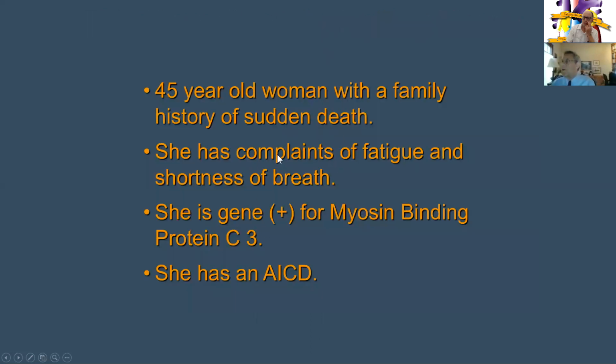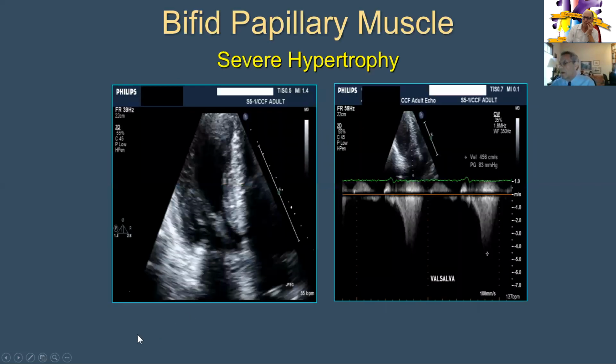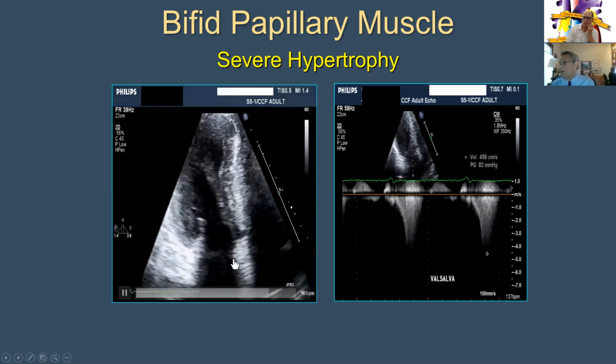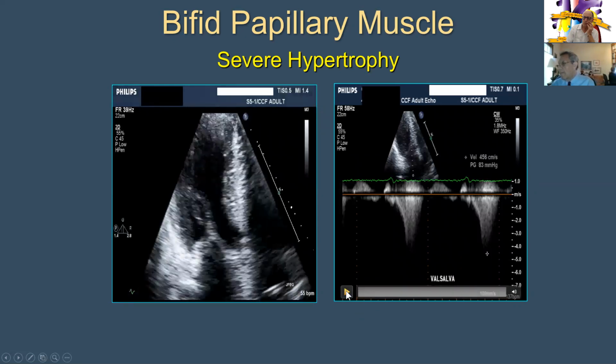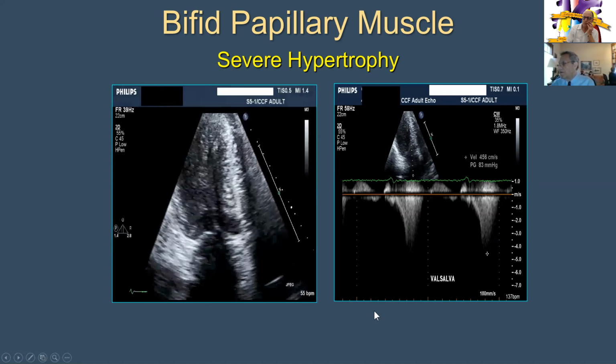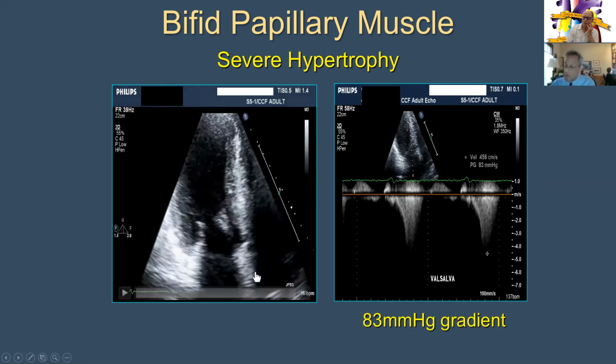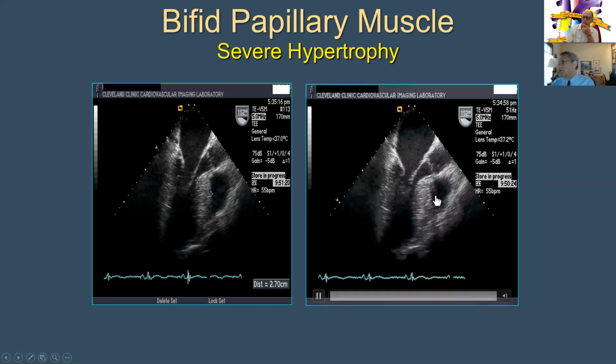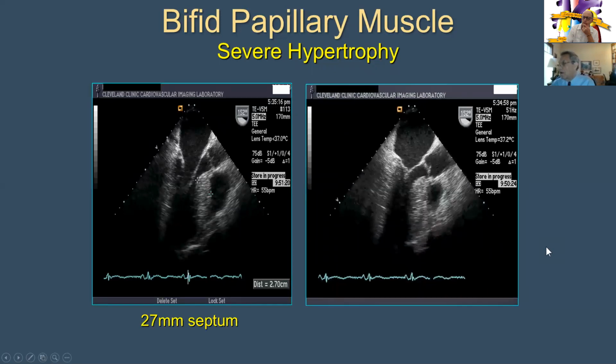Next is a 45-year-old woman with a family history of sudden death. She had complaints of fatigue and shortness of breath. She was gene positive for myosin-binding protein C3, and she already had an AICD. Here we see bifid papillary muscle, rather significant hypertrophy in this apical two-chamber view. And with the Valsalva maneuver, she had an 83 millimeter gradient. Next, the septum was measured at 27 millimeters. And again, here showing severe systolic anterior motion. And turns out her gene was novel.